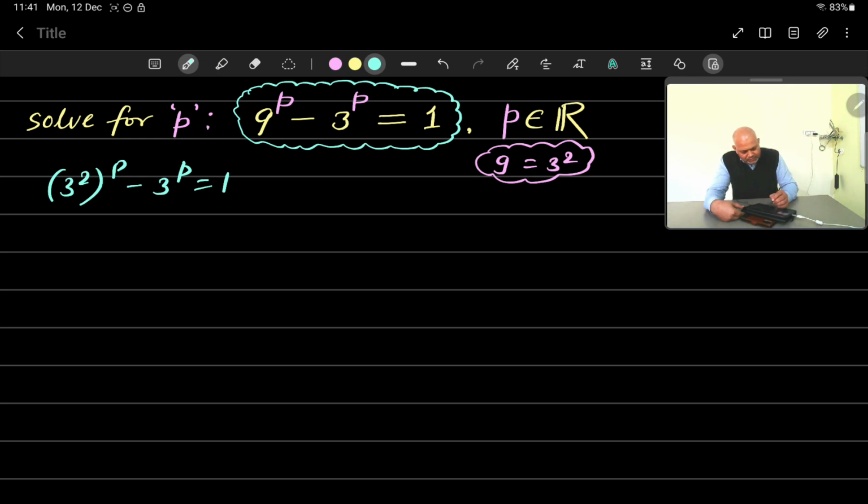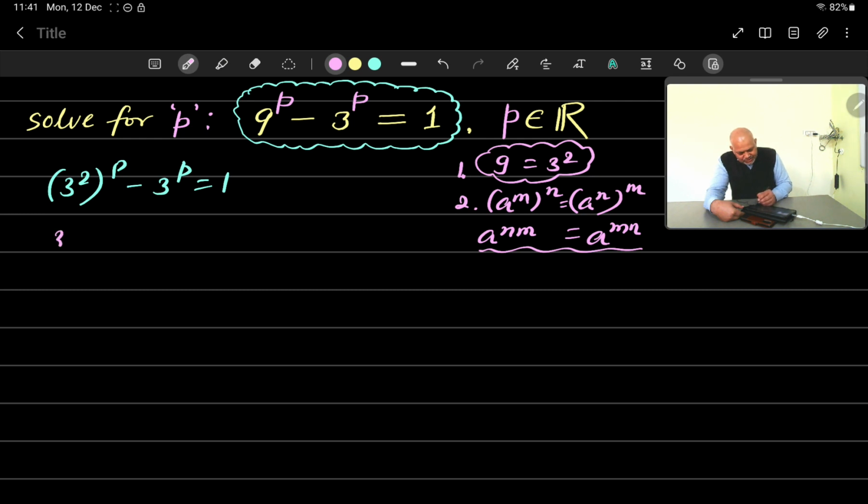Now the other key point is here: a to the power m whole to the power n equals a to the power n whole to the power m, and that equals a to the power mn. You can also write this as a to the power nm. By using this fact, you can write this term as 3 to the power p whole square minus 3 to the power p equals 1. Now you can let 3 to the power p be x.